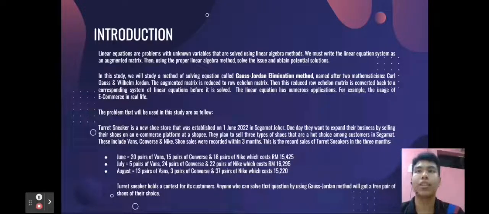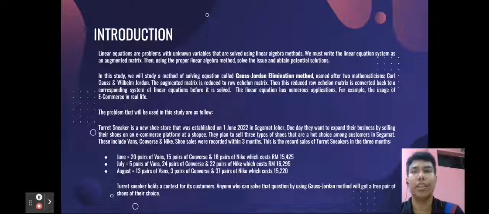Tourist Sneaker is a new shoe store that was established in Segamat, Johor. One day, they want to expand their business by selling their shoes on the e-commerce platform Shopee. Then, they plan to sell their shoes in Segamat, including Vans, Converse, and Nike. These sales were recorded within 3 months. This is the recorded sales of Tourist Sneaker in 3 months.